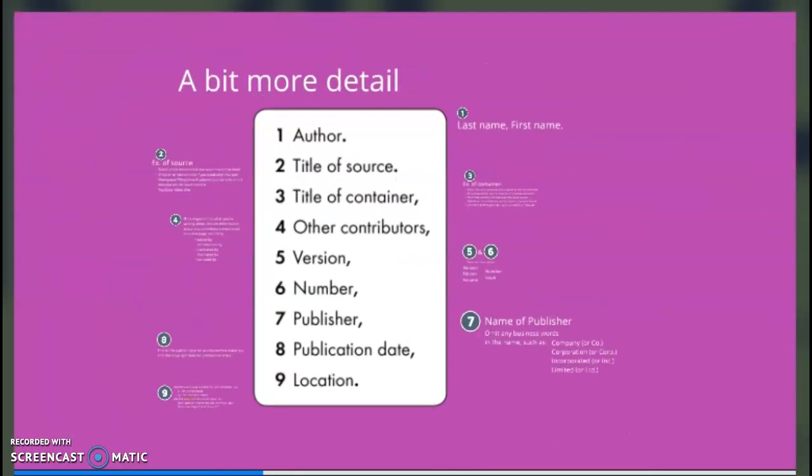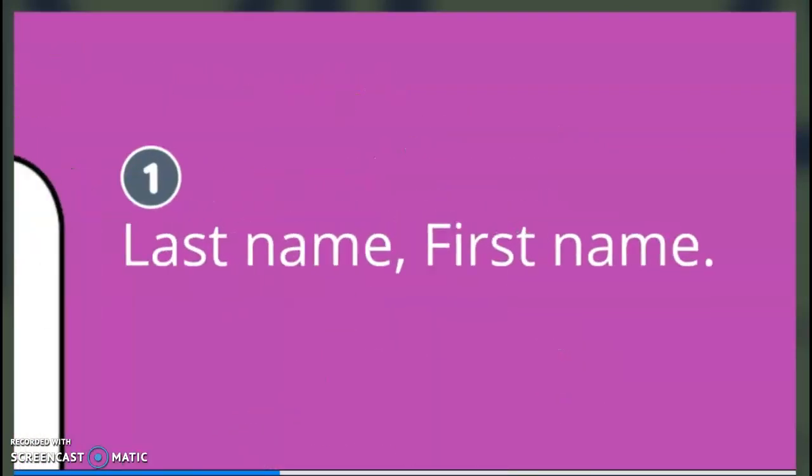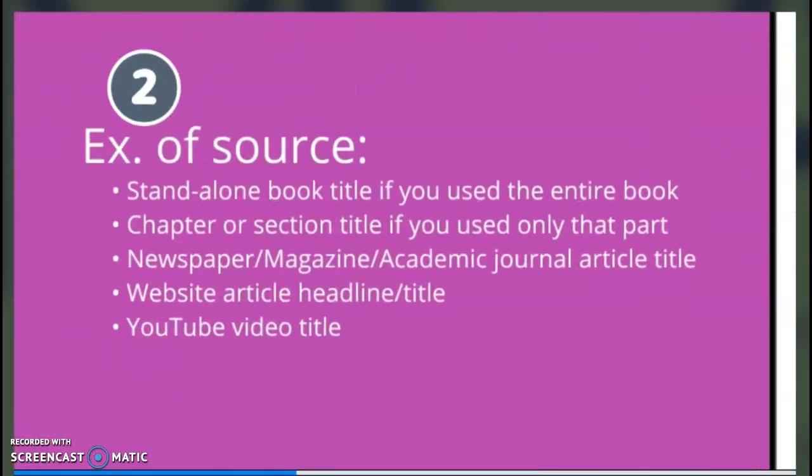So let's go through a works cited page in a bit more detail. First up is the author's name. Last name, comma, first name, followed by a period. Then you give the title of the source. So here are some examples. A standalone book title if you use the entire book, a chapter or section title if you used only that part of the book, a newspaper title, a magazine title, a website article title, a YouTube video title, a documentary film title. All of those would count as titles of your source.